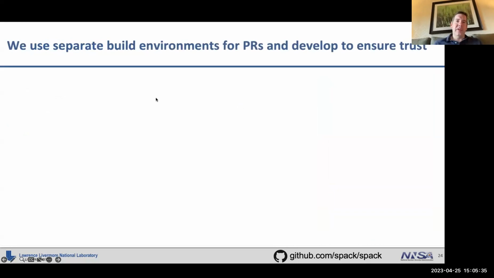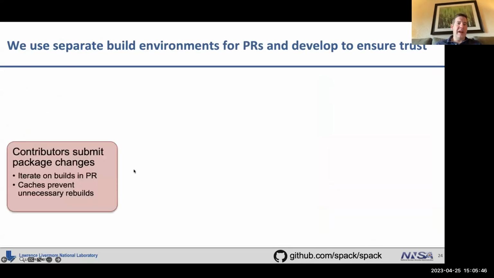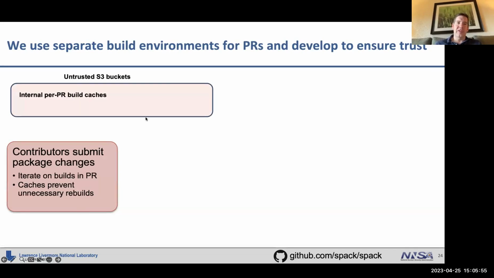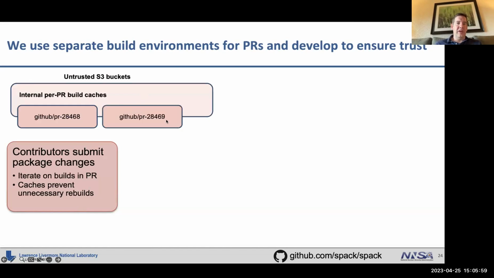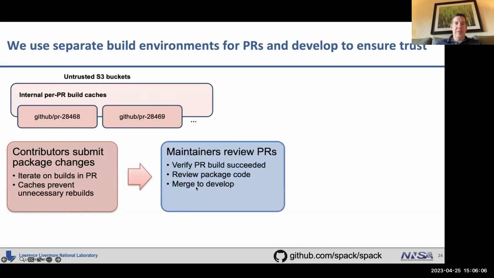We've separated the build environments for PRs and develop. We really want to be able to test on PRs because that ensures that nothing that's broken goes into the mainline of Spack. When contributors submit package changes, what we figure is that if you trust Spack, you trust the maintainers. And so when things first come in for a PR, they haven't been reviewed by maintainers. So we build them in these untrusted environments where we're saving binaries that we don't really intend to keep around. We're just using these to see if things build and to cache the builds there.